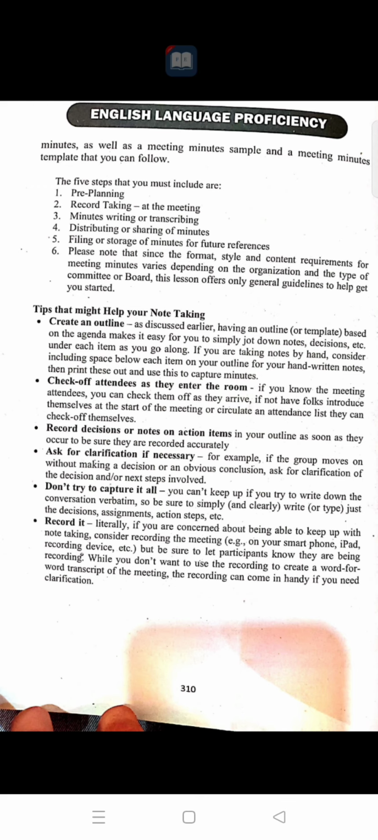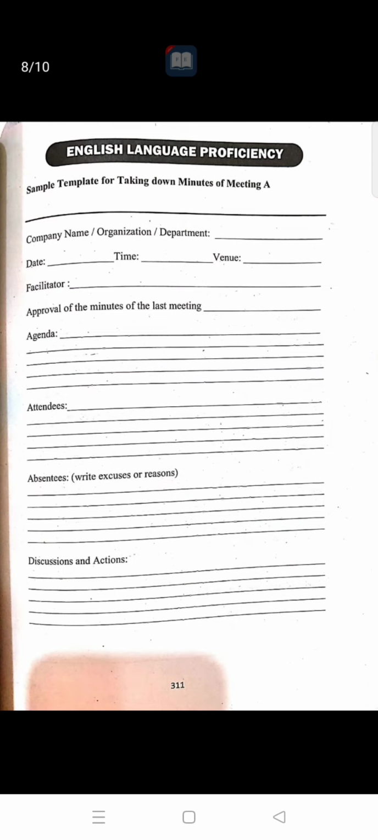Don't try to capture it all. Okay, so pwede ka na lang mag-asterisk doon, hindi yung every word nung speaker or nung host nung meeting ay isusulat mo, and the next, record it. So if you have a device na pwede mong gamitin to record it, that is way better. Para at least pwede mong pakinggan and then you could rewrite the minutes of the meeting.